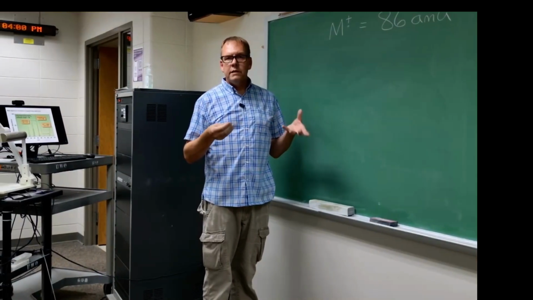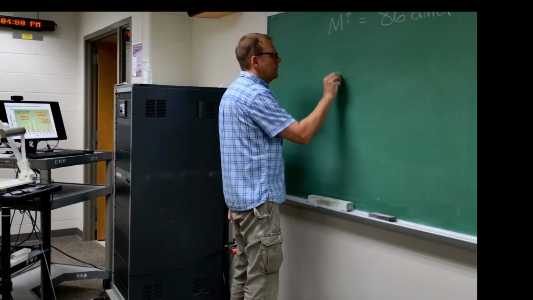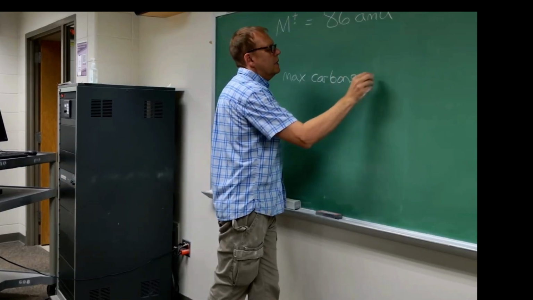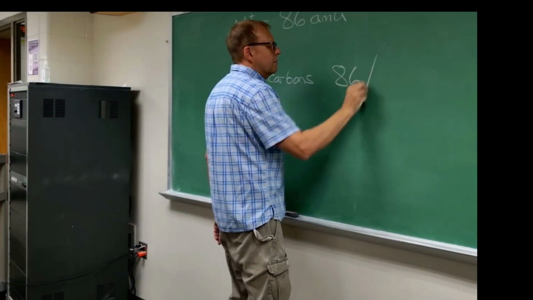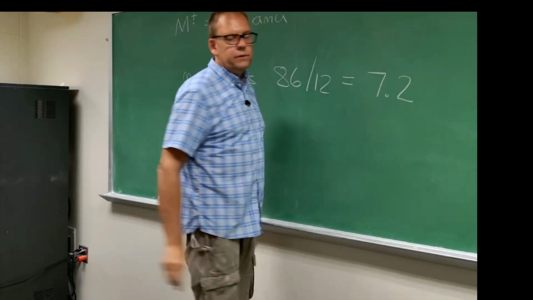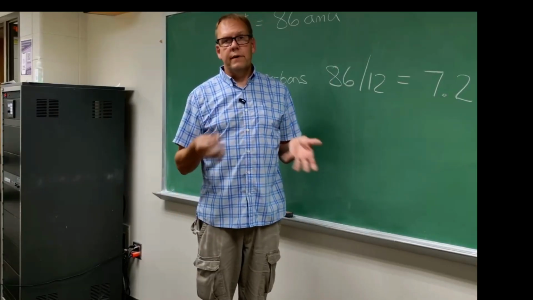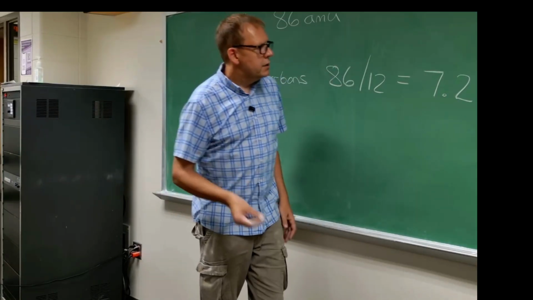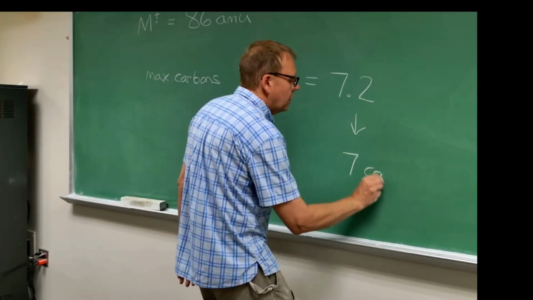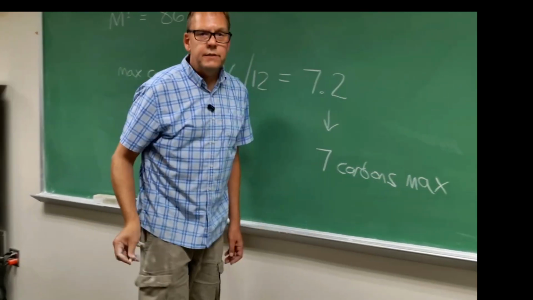To figure out the maximum number of carbons, just divide by 12, because every carbon weighs 12. So max carbons, take 86 divided by 12, and that gives you 7.2. Well, you can't have a fractional carbon. Carbons come in 1, 2, 3, 4, 5, 6, 7, 8, but they don't come in 7.2. So what you do is round down, and that means 7 carbons max is as many as this molecule can have.